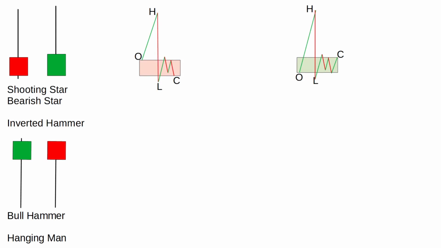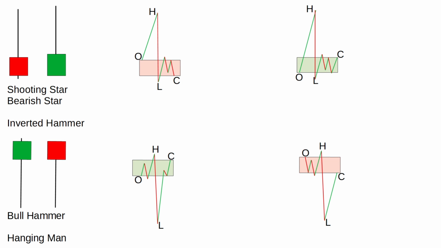The bull hammer is the exact opposite of the bearish star, with O, H, and C prices concentrated towards the upper third of the candle, which indicates there is less willingness to maintain the lower prices, and instead there is more intent to move higher.